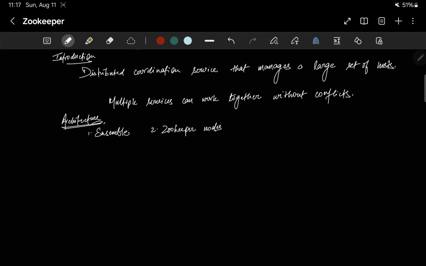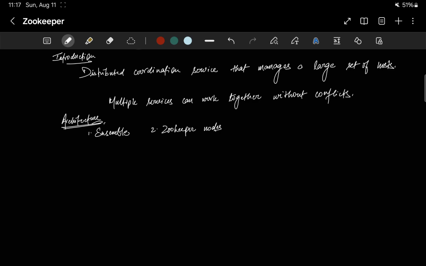The leader processes all write requests and ensures state changes are propagated to follower nodes. Followers serve read requests and replicate the leader's state changes. They also participate in leader election. Observers do not participate in quorum but serve read requests, helping scale read throughput without affecting write performance.